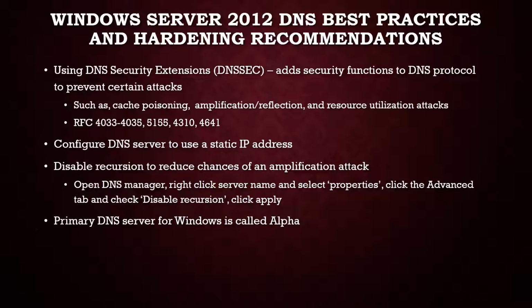You want to configure the DNS server to use static IP addresses instead of dynamic. You want to disable recursion to reduce chances of an amplification attack. How you do that is you open up the DNS manager, right-click the server name and select Properties, click the Advanced tab, and check Disable Recursion and apply it.